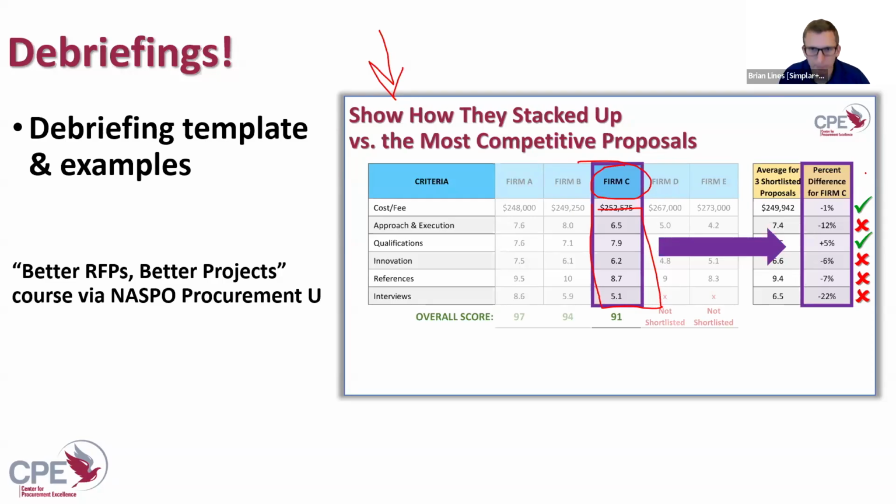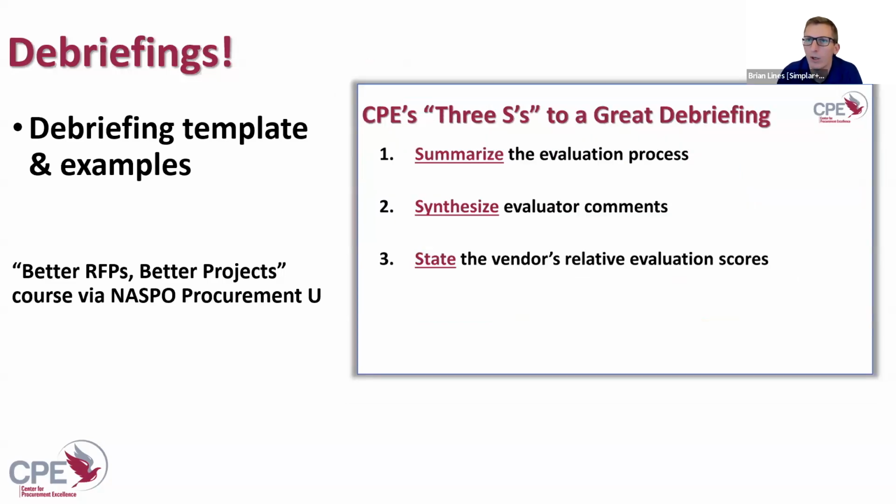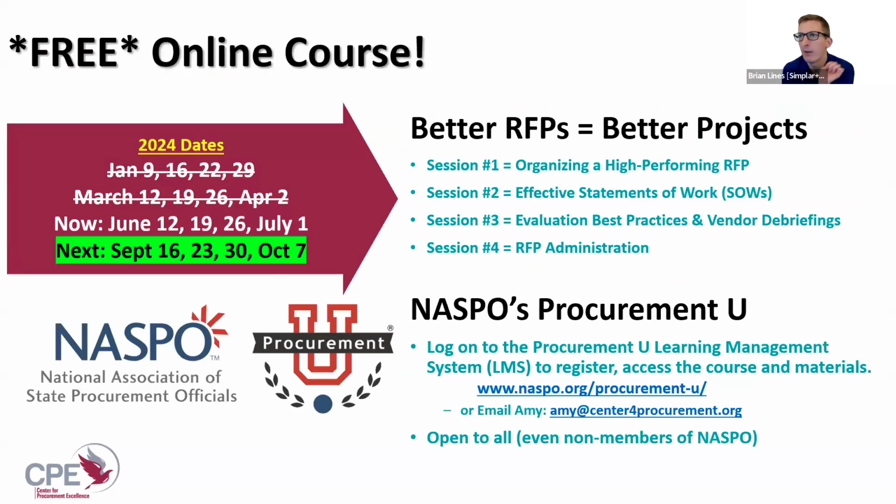Well, if you're going to do any of that, it's really, really nice to have an evaluation matrix to run that quick math and do some percent differences and hot and cold spots of their proposal. So something we recommend. Check that class out if you haven't already for more information on debriefings and using a matrix within a debriefing. We go through the ways to summarize your evaluation process, synthesize all the evaluator comments, and then state the vendor's relative scores using your evaluation matrix as part of that debriefing process. I think our next class for the Better RFPs course is coming up in September. We are in the middle of a class cohort now here in June.